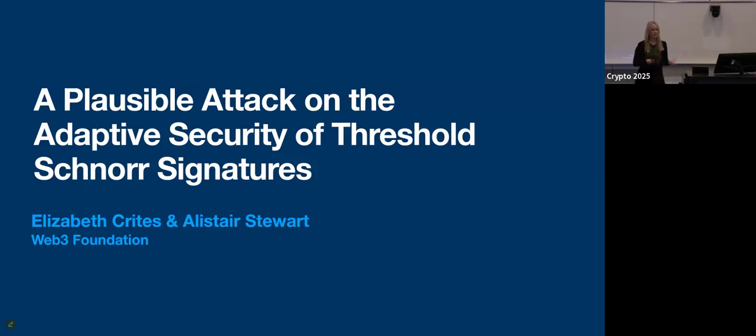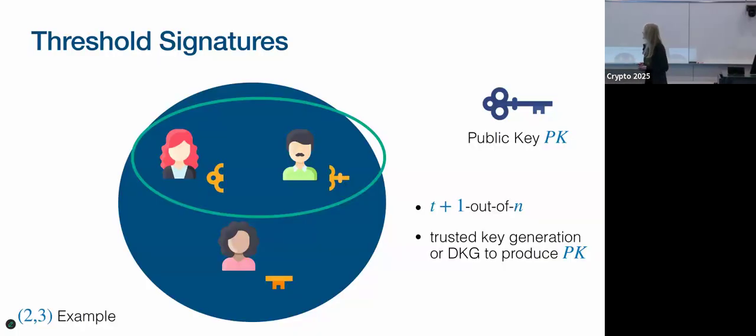Okay, so I'll be presenting 2 papers, and the first that I'll talk about is a plausible attack on adaptive security of threshold Schnorr signatures, which is joint work with Alistair Stewart. So Saurav and others have given background on threshold signatures in prior talks, but we'll just recap some basics. A threshold signature allows some set of parties. We're going to say the threshold here is T+1, so not T like you might sometimes see. So T+1 out of n parties are required to jointly produce a signature. In this example, 2 out of 3 parties are required to sign.